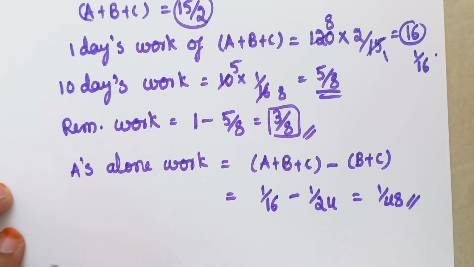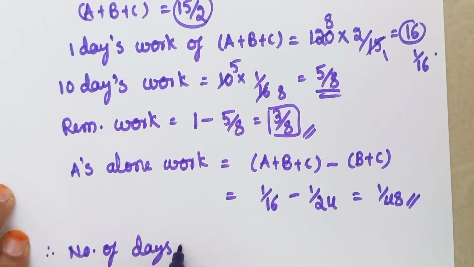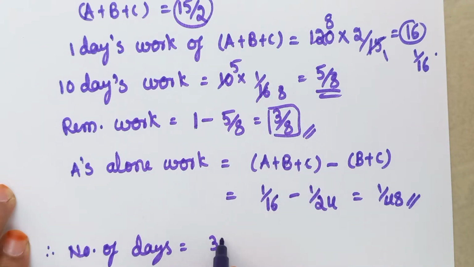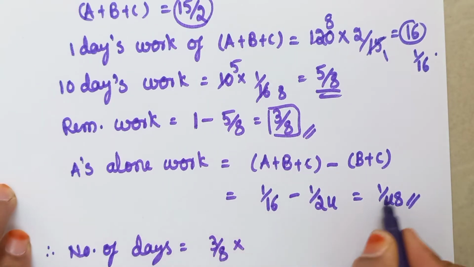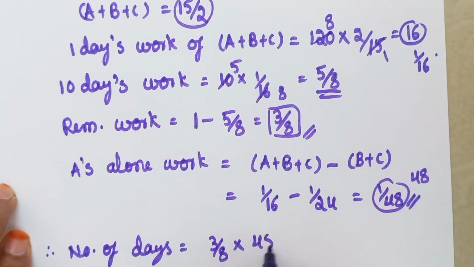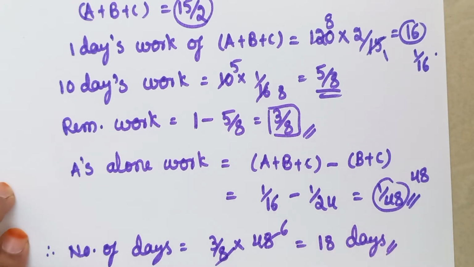So in how many days will A complete the remaining work? The number of days taken by A to complete the remaining work is equal to the remaining work fraction, 3 by 8, into, to find the number of days we simply invert 1 by 48, then we get 48. So 8 sixes are 48, then 3 sixes are 18. In 18 days, A alone will finish the remaining work.